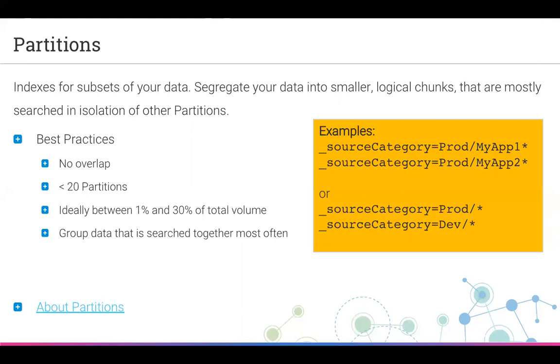So you want to find a good medium between keeping it under 20 and then having each house between 1 and 30% of your volume of data. But there is no cost for creating partitions. You can create as many partitions as you need. Again, there's links here to a little more information in there.